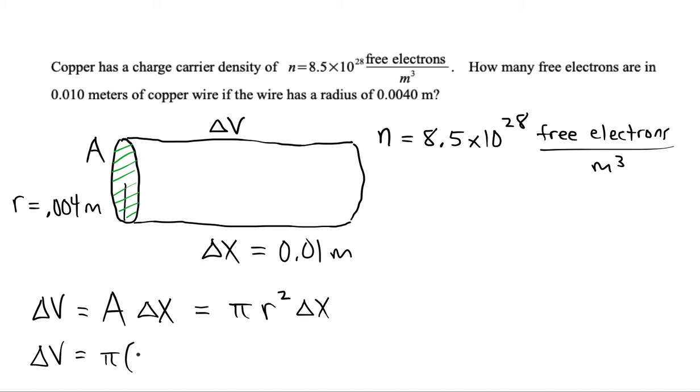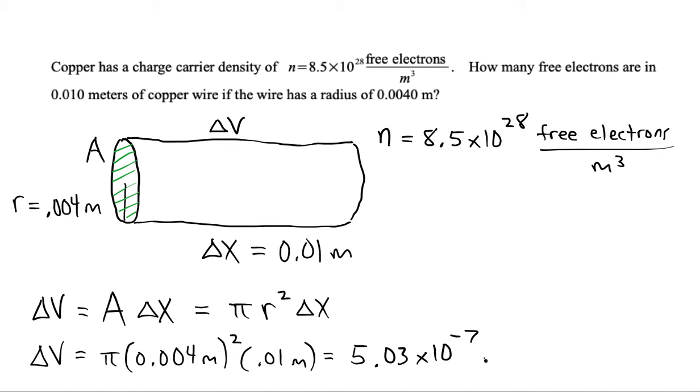And let's plug in. The volume is 5.03 times 10 to the minus 7 cubic meters. At this point, we want to try to find out how many free electrons are inside this wire.